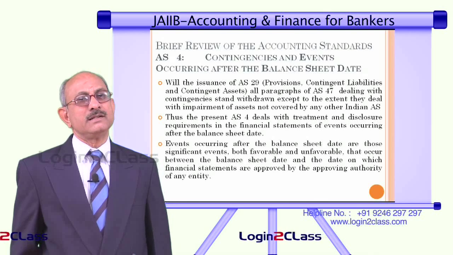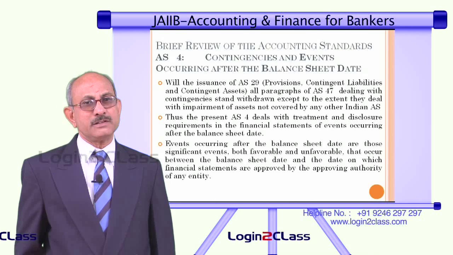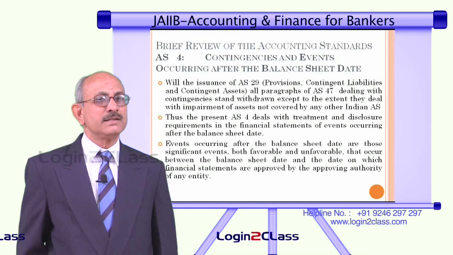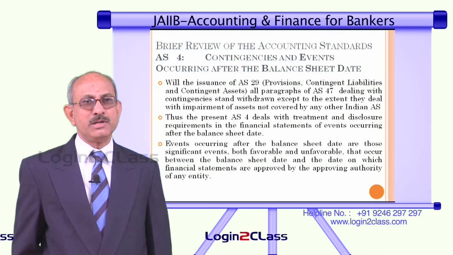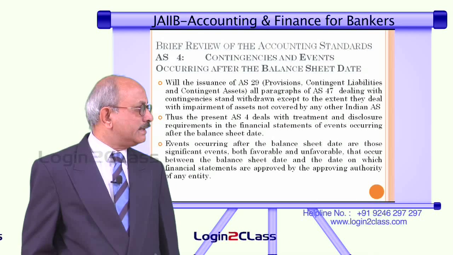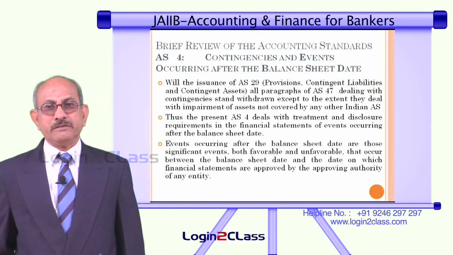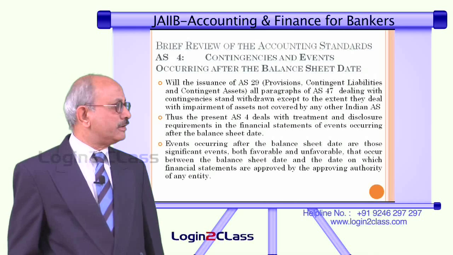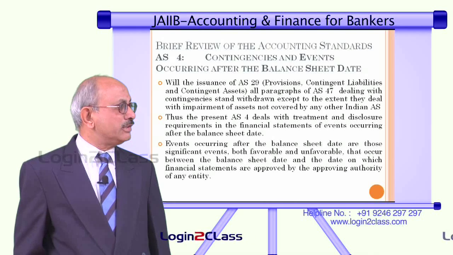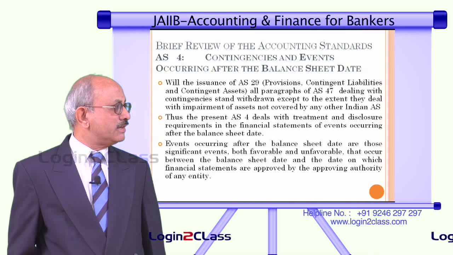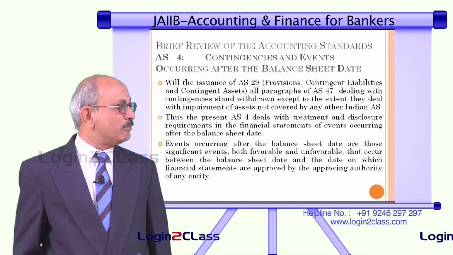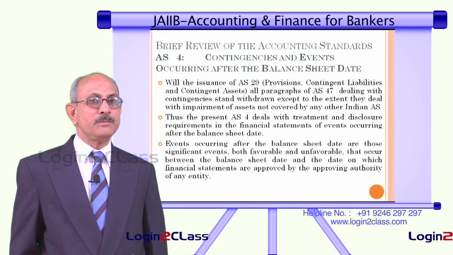So, what are these events which occur after the balance sheet date? They are not the normal events which may happen in entities. They are significant events, whether favorable or unfavorable to the entity, that occur between the balance sheet date and the date on which the financial statements are approved by the approving authority of an entity. Who is the approving authority?